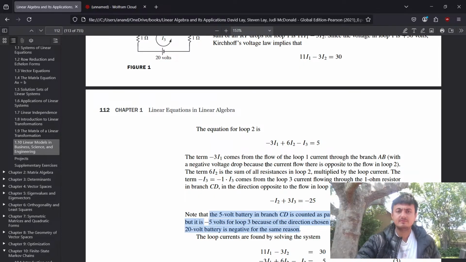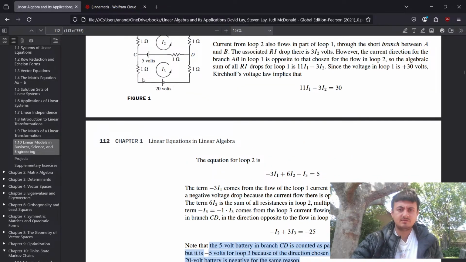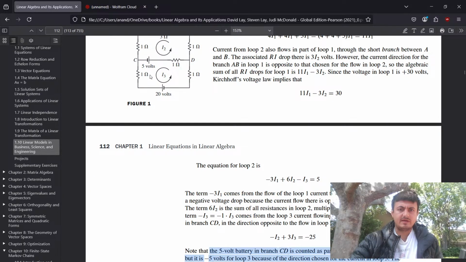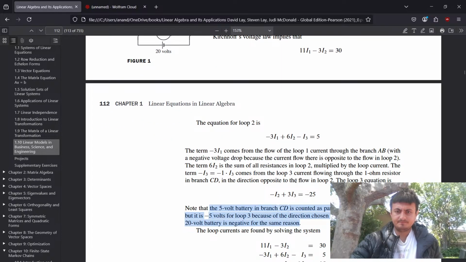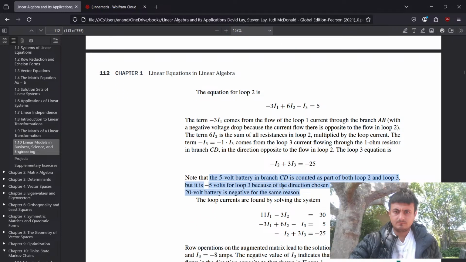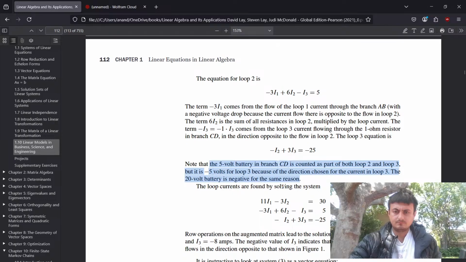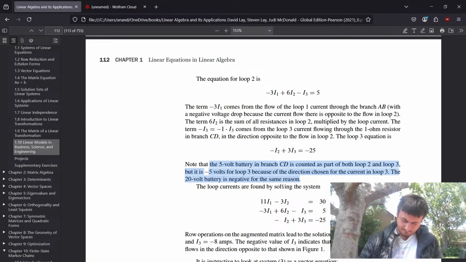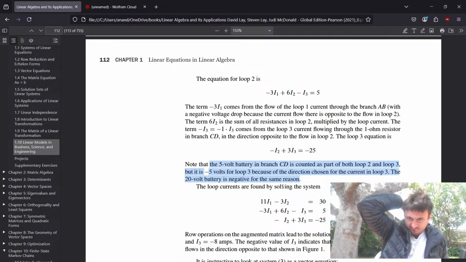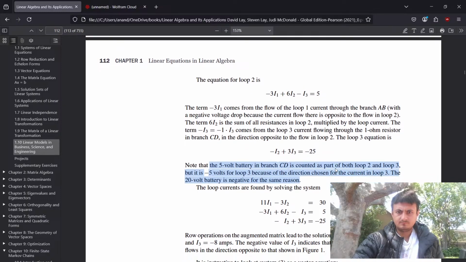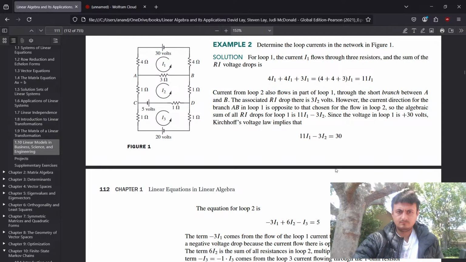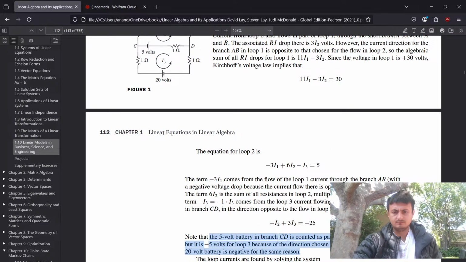Wait, it's minus 25? Oh, because the loop direction is going that way? I don't know. That one's weird.